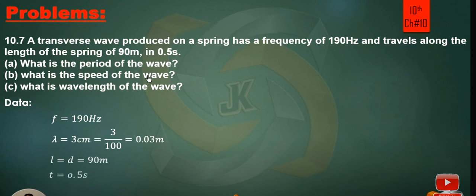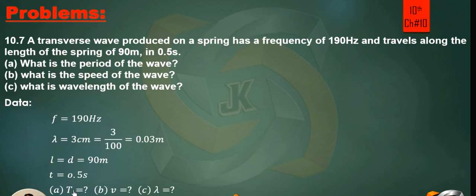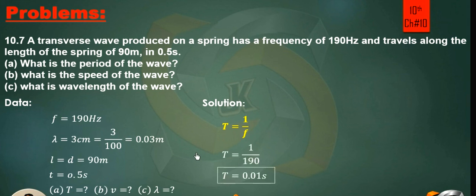So time is given, that is 0.5 seconds. First of all, we have to find time period, secondly we have to find velocity, and lastly we have to find wavelength. For this you can make three separate columns, students. In first column you can determine the time period, in second the velocity, and in third wavelength. So time period is simply reciprocal of frequency, so if you divide it you will get 0.01 second. We are done with time period.